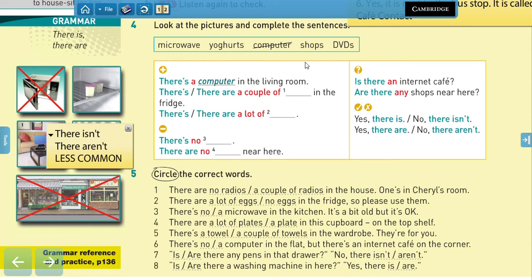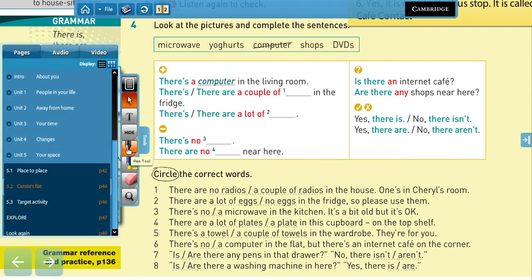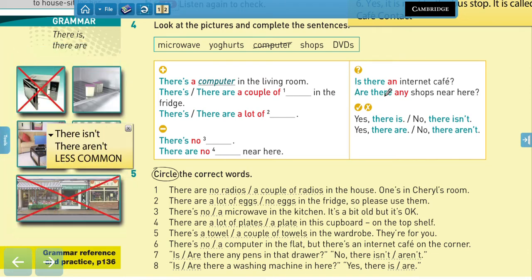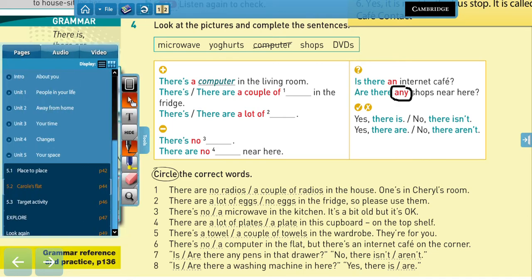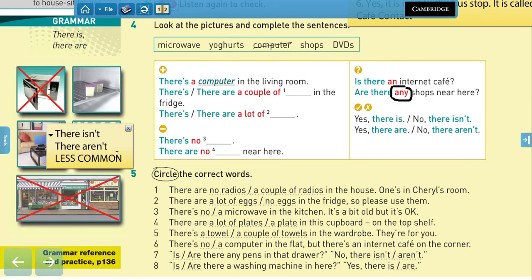Now, for questions, of course, we cannot use short forms. And what you have to do is that you have to invert the roles. So you say, is there an internet cafe? Are there any shops in here? Now, the word any is going to be very useful for questions in this case, and for negations when we say there aren't.